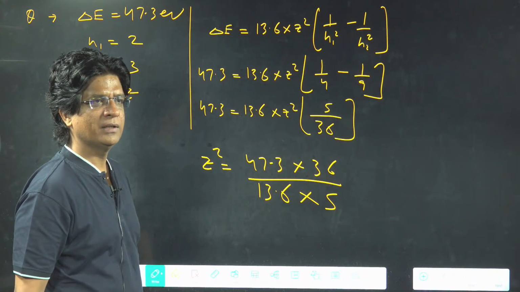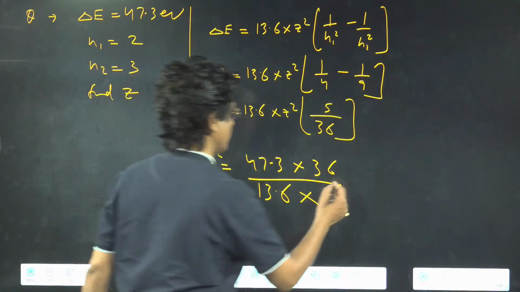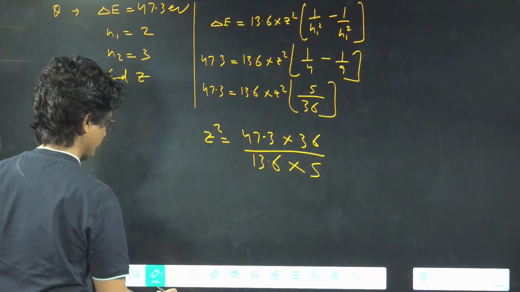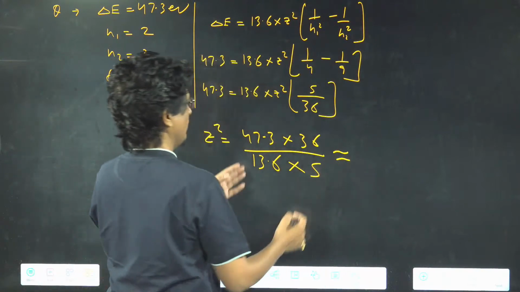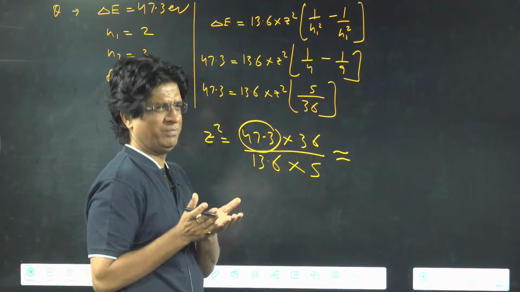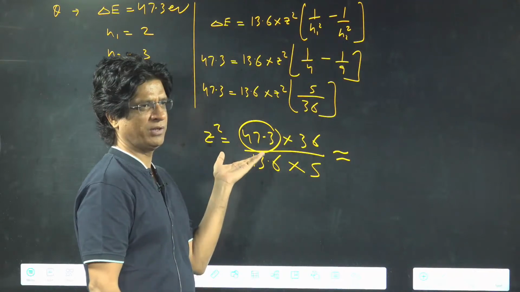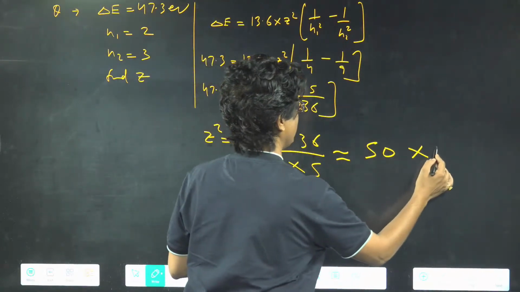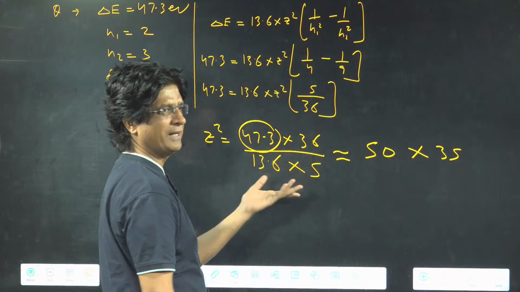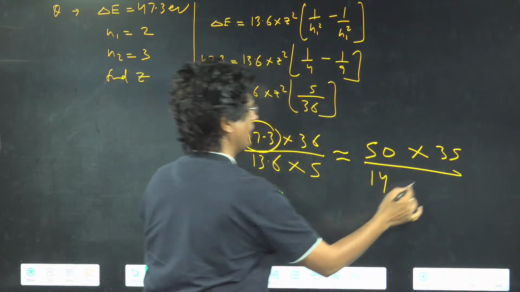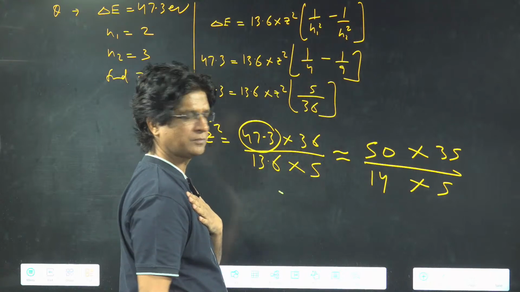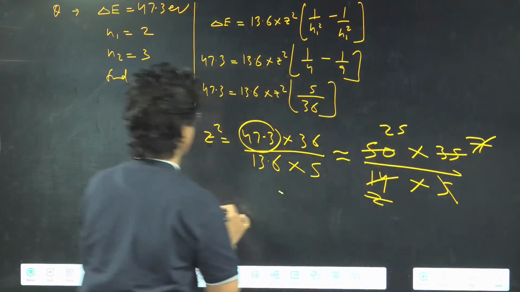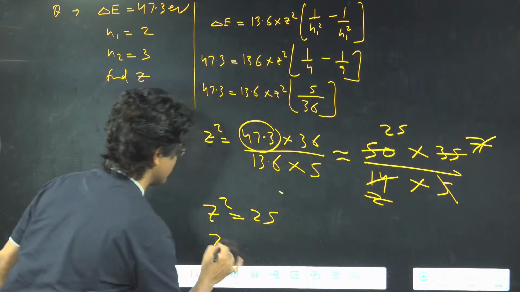See, if you allow me a little bit of approximation, I believe I can write that down. Can I make it 50? Please, allow me to make it 50. Can I make it 35? Can I make it 14? And can I make it 5? So 5, 7, 7, 2, 2, 25. So Z square will be 25. Z is equal to 5.